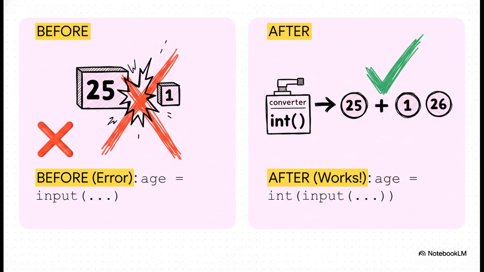See that change? By wrapping our input function inside of int, we're telling Python, okay, listen for the user's input, and whatever they type, I want you to immediately turn it into an integer before you store it in the age variable. And just like that, age plus 1 works perfectly.